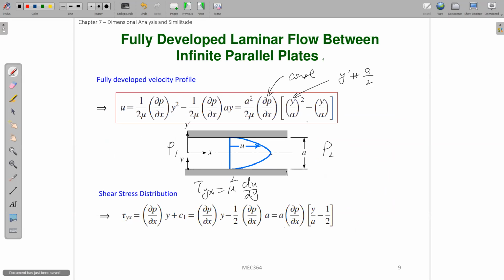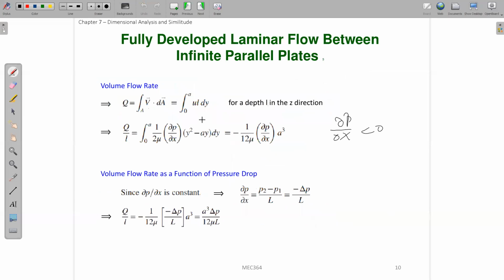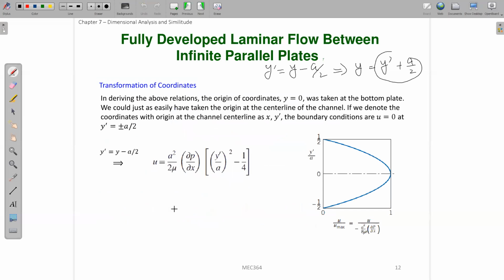You replace this y with y prime plus a over 2, and this y also with y prime plus a over 2. So you can change this, and you can obtain the u velocity profile under this xy prime coordinate, right? By doing that, you can find the new profile of u as a function of y prime in this form.